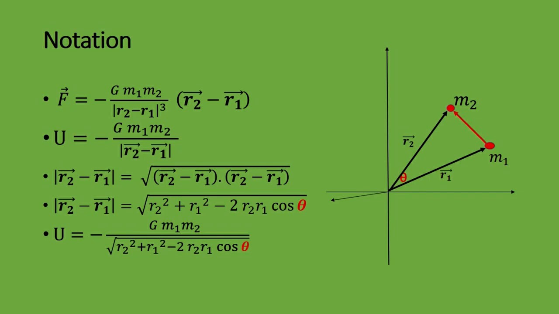Minus R1 dot minus R1 will give us R1 squared, and then we get the mixing terms, two terms from the mixing, so we will get minus 2 times the magnitude of R1 times the magnitude of R2 times cosine of the angle between the two vectors. Looking at the shape again, the angle between the two vectors I call theta. So this is the magnitude of the red vector. In this case, the potential energy could be written as minus these constants divided by the square root of this expression.